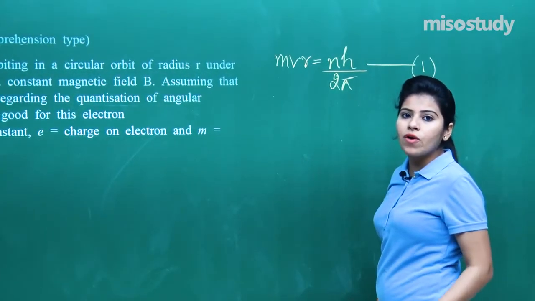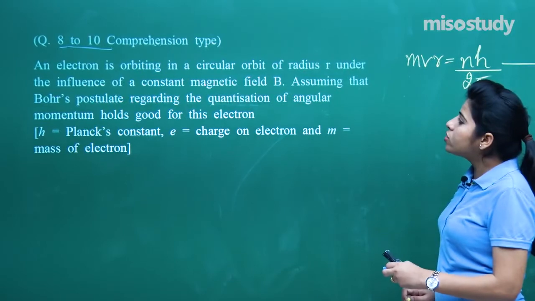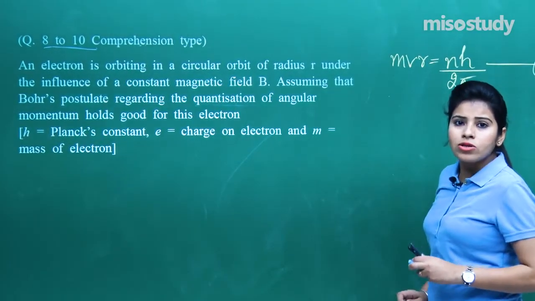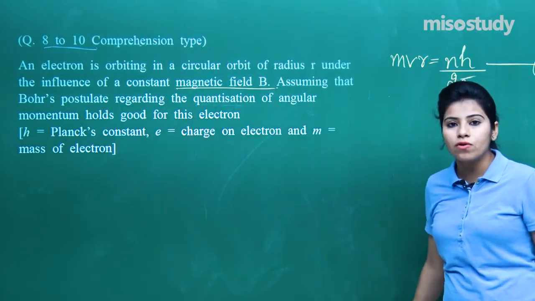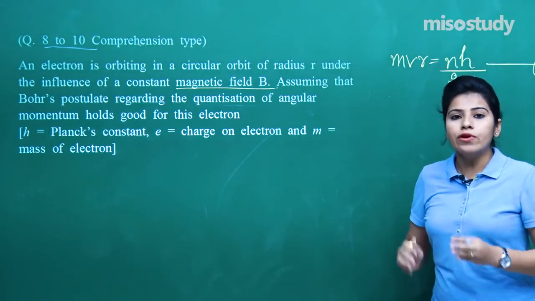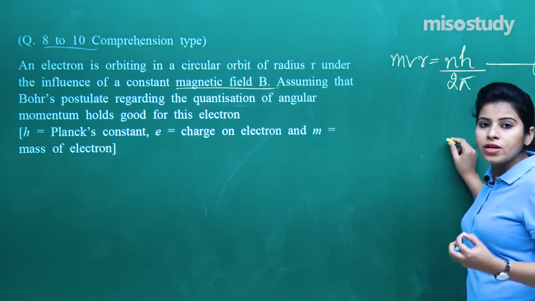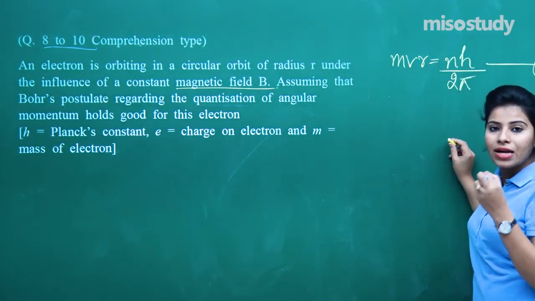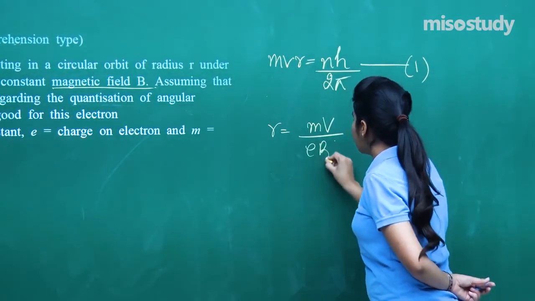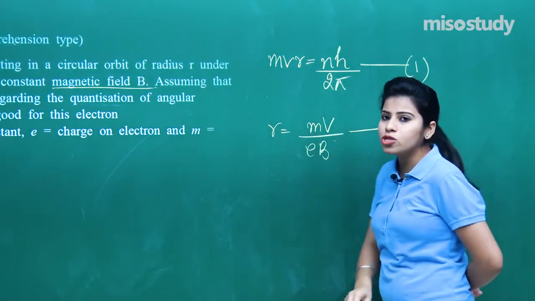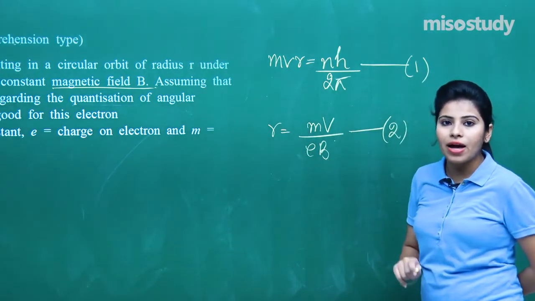Suppose this is equation number 1, and also what you can see in this question is the constant magnetic field B. Now the electron will be revolving in the influence of magnetic field B. If the electron is revolving in the influence of the magnetic field, that would be r equals mv upon eB. This will be the radius of the orbit in the influence of the magnetic field.